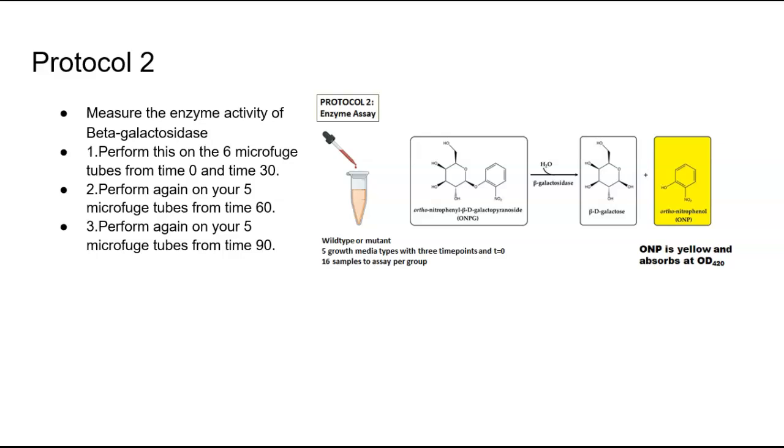And for protocol 2, we were going to look at the enzyme activity of beta-galactosidase. And we do that with this chemical here called the ONPG. Whenever the ONPG gets broken down by beta-galactosidase, it will give you ONP and galactose.